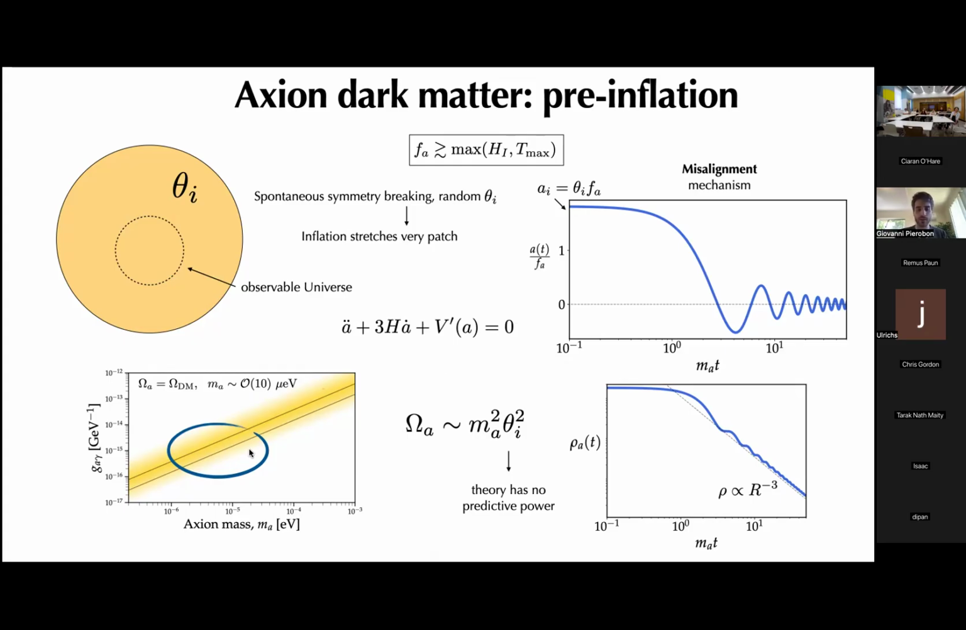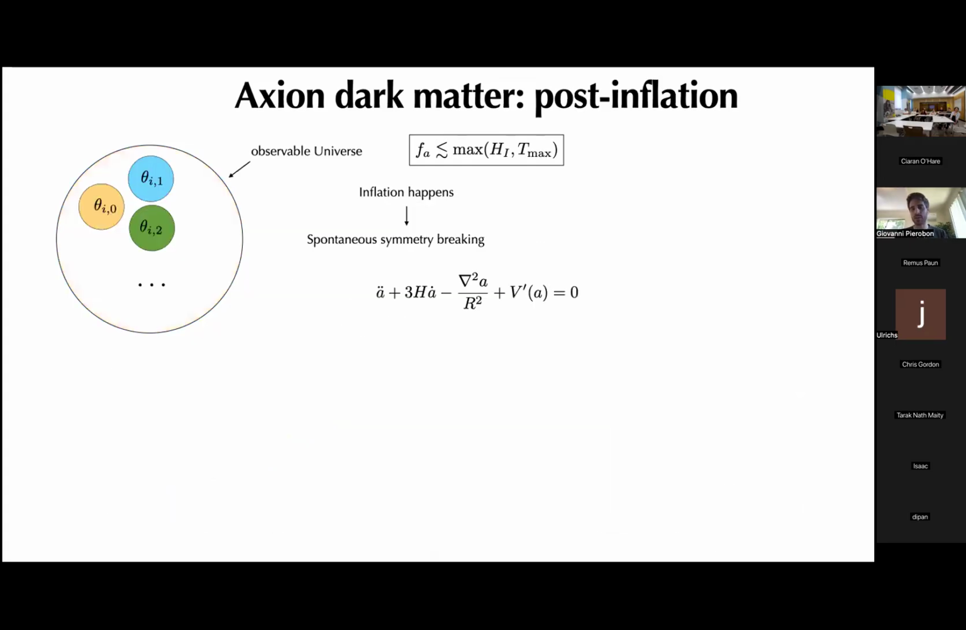So this is why typical telescopes will look for axion at those values of the mass. Now, the second scenario, which is what we'll be focusing on, is the post-inflation scenario. Here the opposite happens. Symmetry breaking happens after the end of inflation, so there's no stretching of these causal patches, and our observable universe is made of a lot of these patches that were causally disconnected at the time of symmetry breaking.